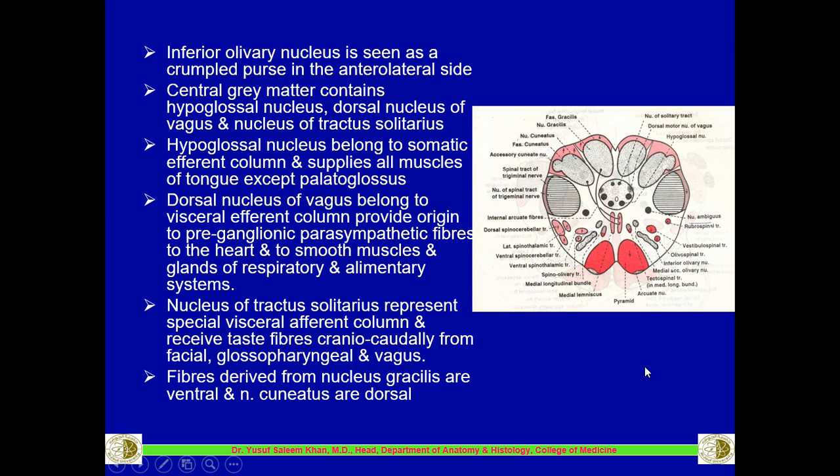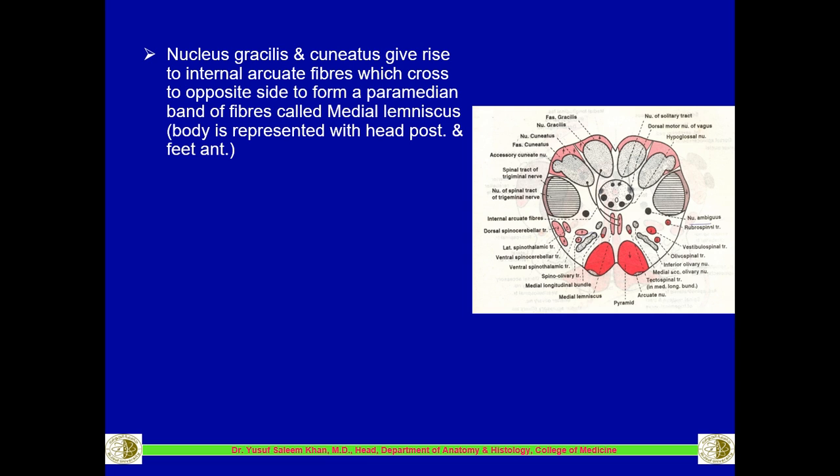Fibers derived from the nucleus gracilis are ventral and the nucleus cuneatus are dorsal. If you can see here, the second order neuron fibers which are coming from the gracile nucleus will be on the ventral side. They go anteriorly. The fibers which are coming from the cuneate nucleus will be going on the posterior side, that is the dorsal side. The nucleus gracilis and cuneatus give rise to internal arcuate fibers. This crossing of the fibers and going to the opposite side leads to the formation of the internal arcuate fibers, which cross to the opposite side to form a paramedian band of fibers, which is called the medial lemniscus.